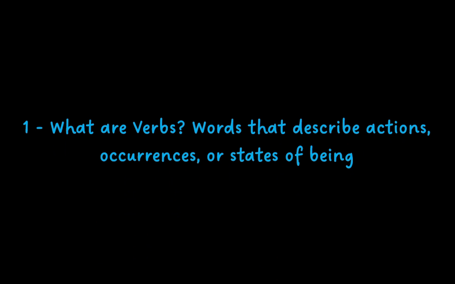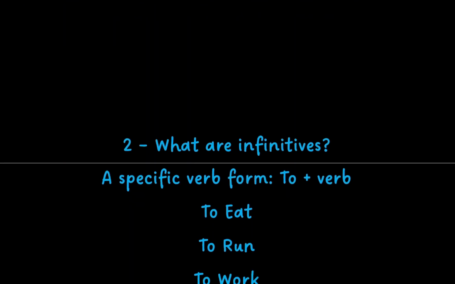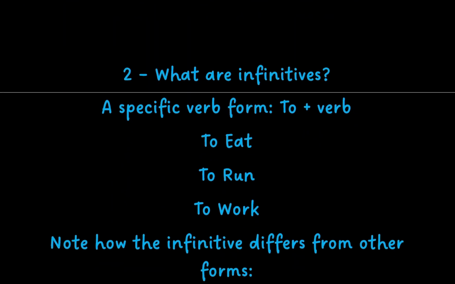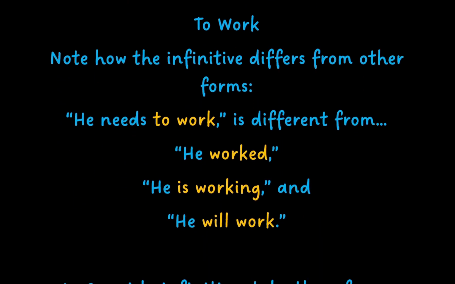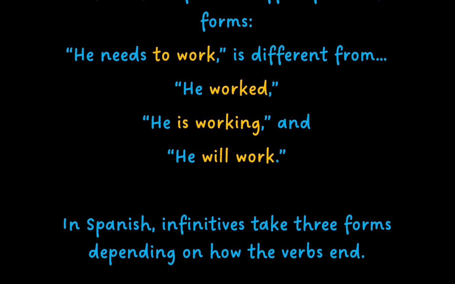First, what are verbs? These are words that describe actions, occurrences, or states of being. Second, what are infinitives? This is a specific verb form which involves the word to plus a verb. For example, to eat, to run, or to work. Note how the infinitive differs from other forms. So he needs to work is different from he worked, he is working, and he will work.